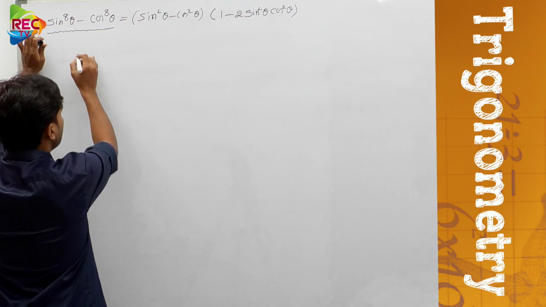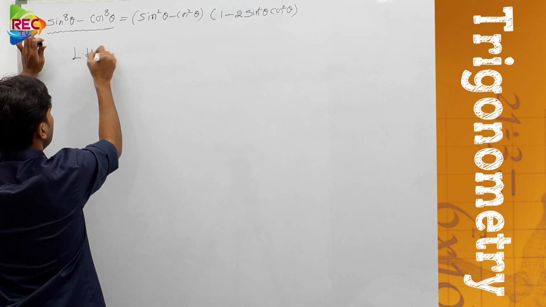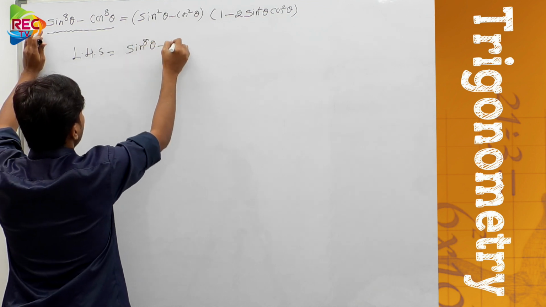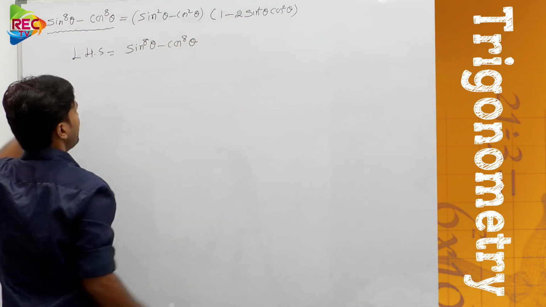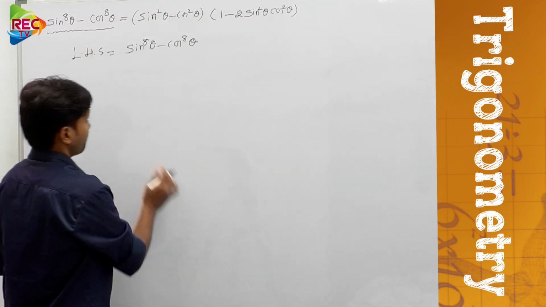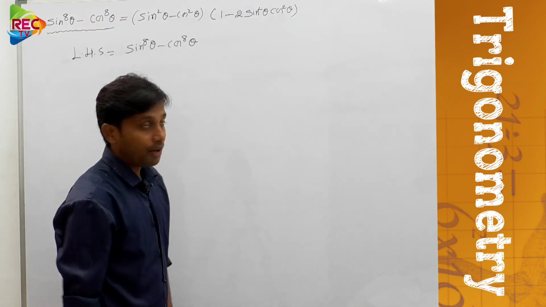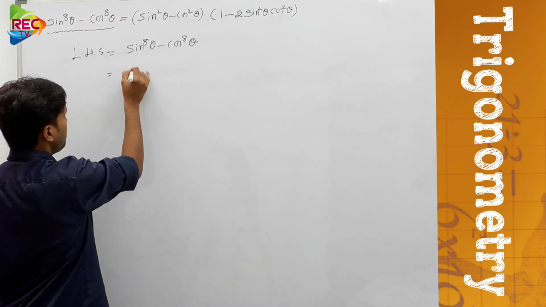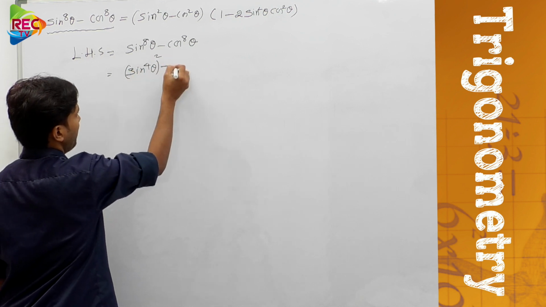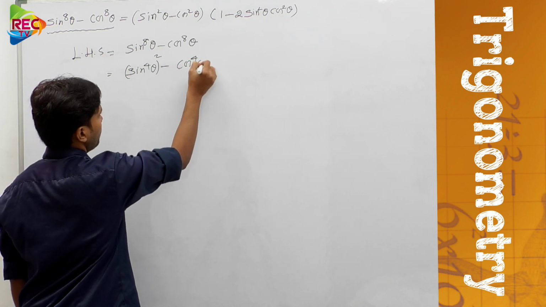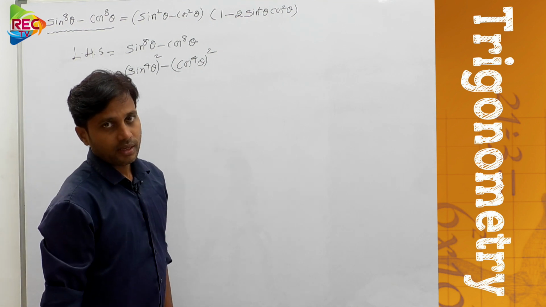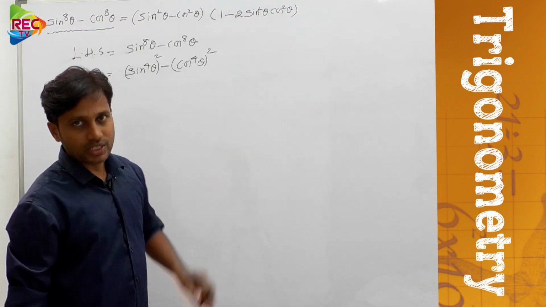First let us start with the LHS part. What is the LHS? Sin power 8 theta minus cos power 8 theta. Alright, so this is the LHS part which we took. Now for my convenience, I want to write this as sin to the power of 4 theta whole square minus cos to the power of 4 theta whole square. I just modified these terms.